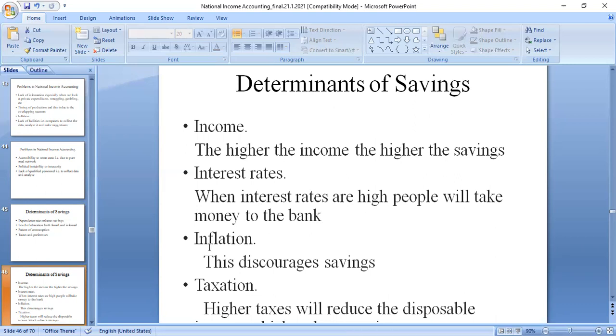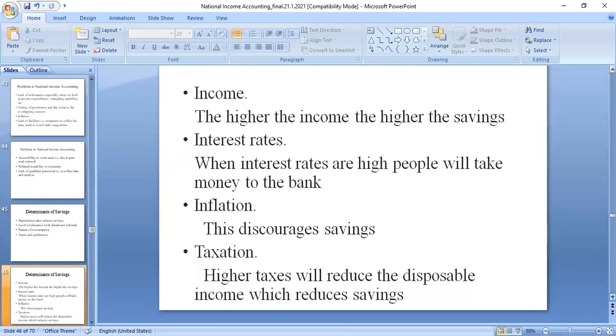Then inflation definitely discourages saving, because inflation, by definition, is the persistent increase in the general price levels in an economy, right? This persistent increase in the general price levels comes about with an increase in money supply, which increases the aggregate demand for goods and services. And of course, an increase in aggregate demand increases spending and therefore reduces savings. So that's how inflation reduces savings.